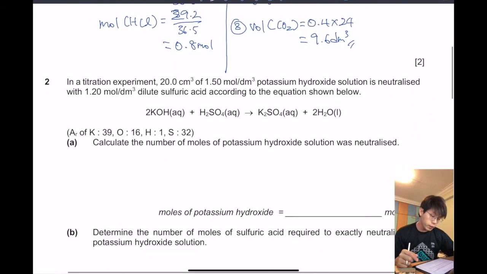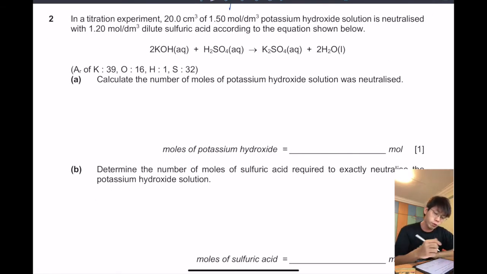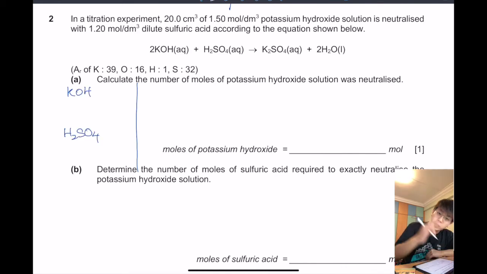Right, next question. In a titration experiment, 20 cm cube of potassium hydroxide, 1.5 moles per dm cube, is neutralized with 1.2 moles per dm cube of sulfuric acid according to the equation below. Then calculate the number of moles of potassium hydroxide that was neutralized. It looks like my titration type of question, so I'm going to do my working on the side. The two that we are looking at are KOH and H2SO4. What are the three quantities present for concentration? Concentration, moles, volume. The concentration of potassium hydroxide, I know it's 1.5. That's what the question said. Volume, yes, 20 divided by 1000 dm cube.